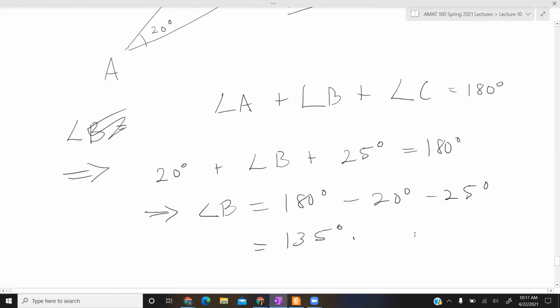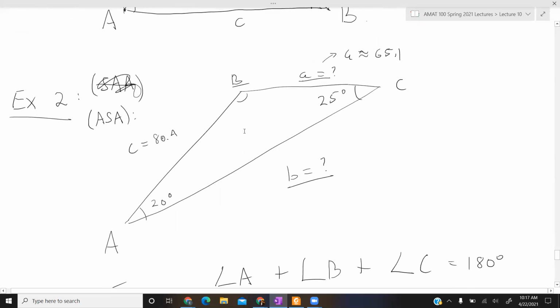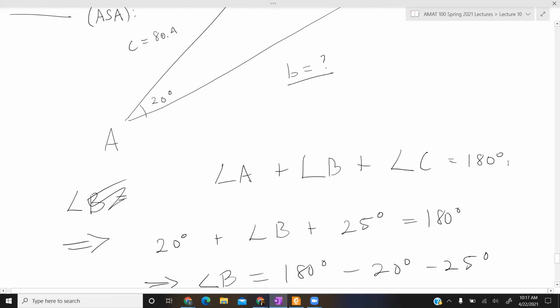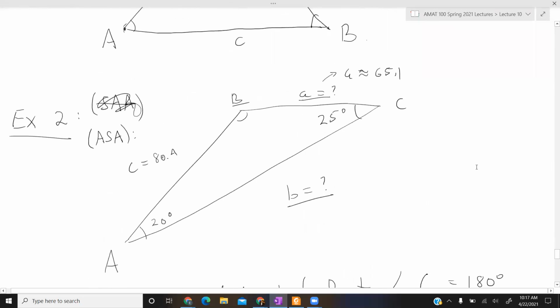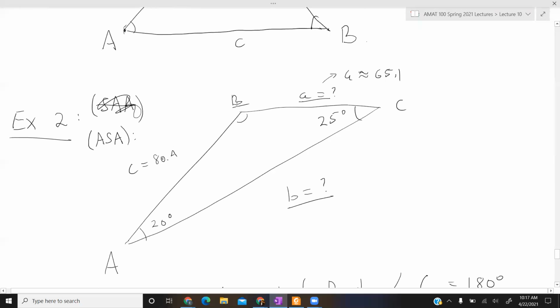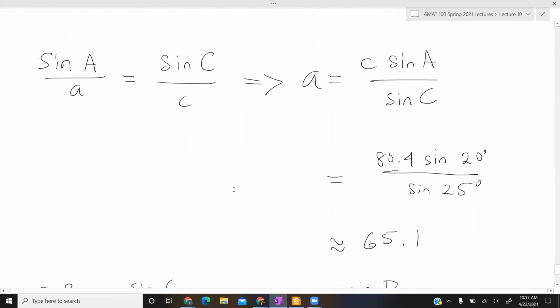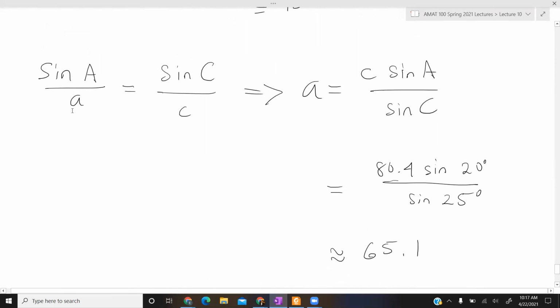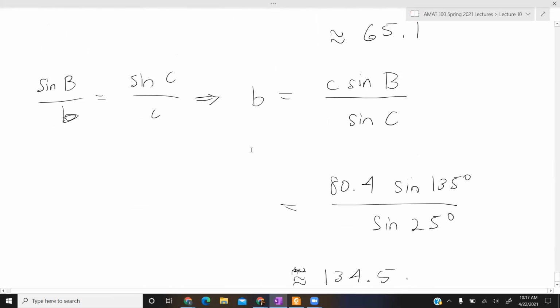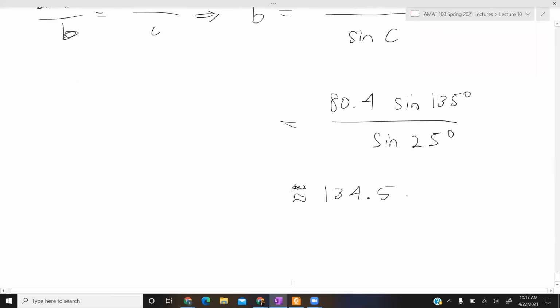And that solves the triangle. So to solve this triangle, we first had to use the fact that the sum of the angles is equal to 180 degrees. And then that enabled us to calculate angle B. And then once we did that, we used the law of sines to first find the length of A, which was approximately 65.1. And then we used the law of sines again to calculate the length B, which we determined was approximately 134.5.